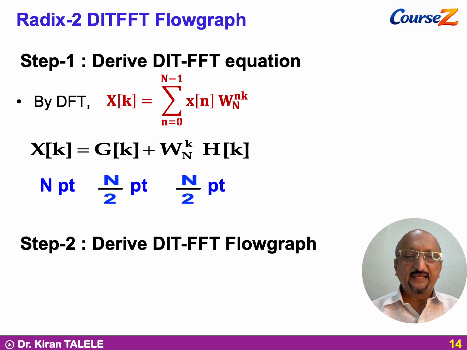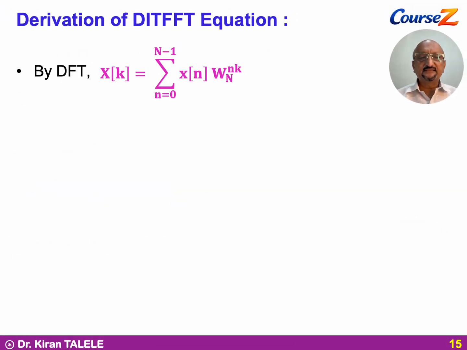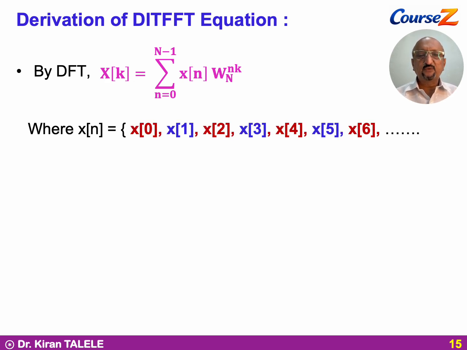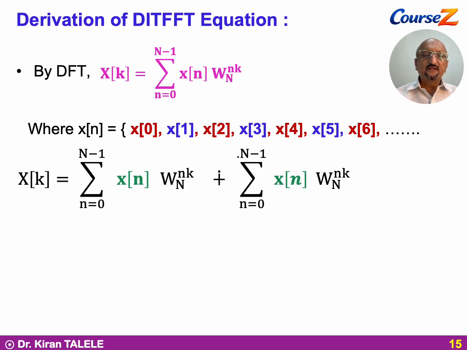Radix 2. Radix means base. Your base is 2. Decimation in time fast Fourier transform. So let's derive this DIT FFT equation. By discrete Fourier transform, X of k equal to summation of x of n W_N raised to nk, here n varies from 0 to N minus 1, where x of n is x of 0, x of 1, x of 2, x of 3 and so on. Here we will take x of 0, x of 2, x of 4, x of 6, that means x of n only for n even in the first summation term and x of n only for n odd in the second summation term.